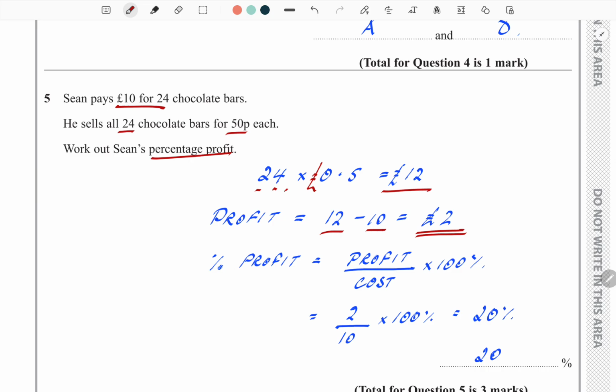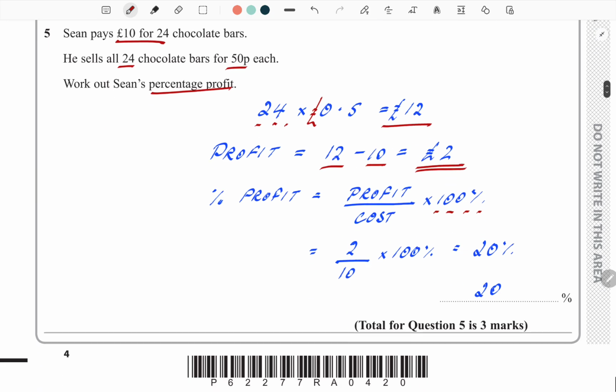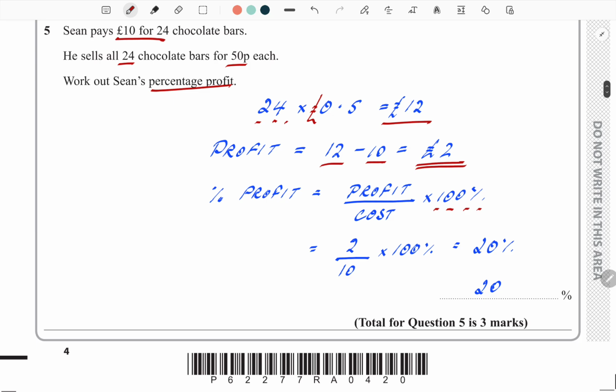The percentage profit is given by profit divided by the original cost times 100%. We just worked out that the profit is £2 and the original cost was 10. So 2 over 10 times 100%, that comes straightforwardly to 20%.